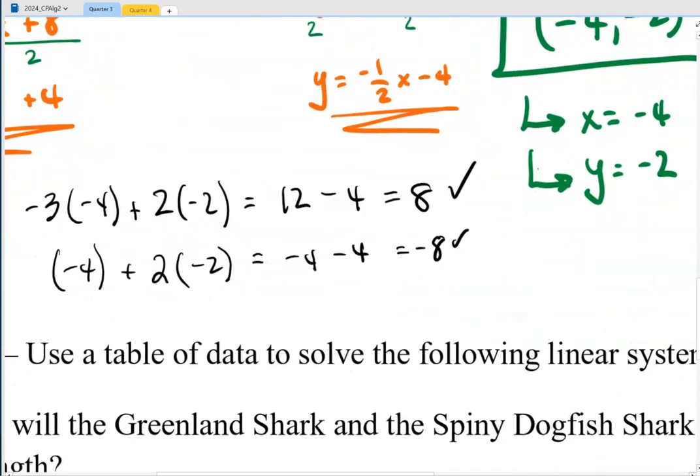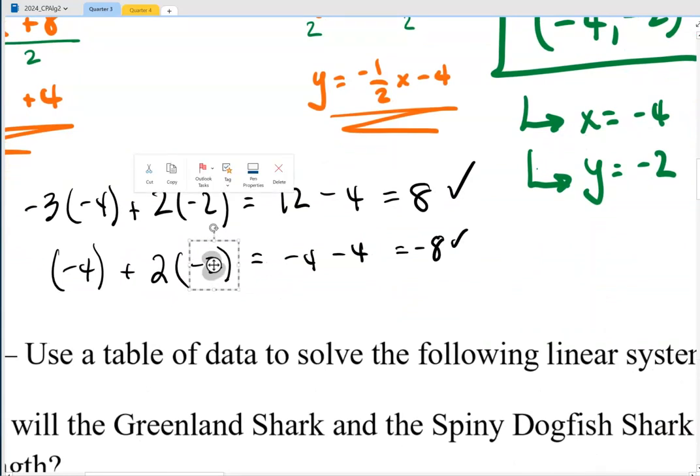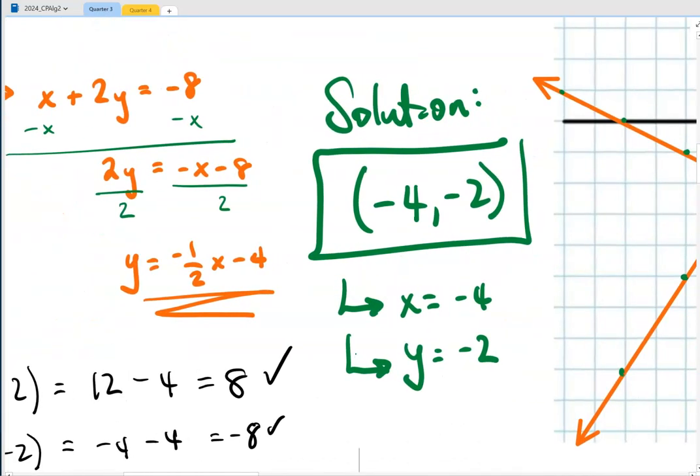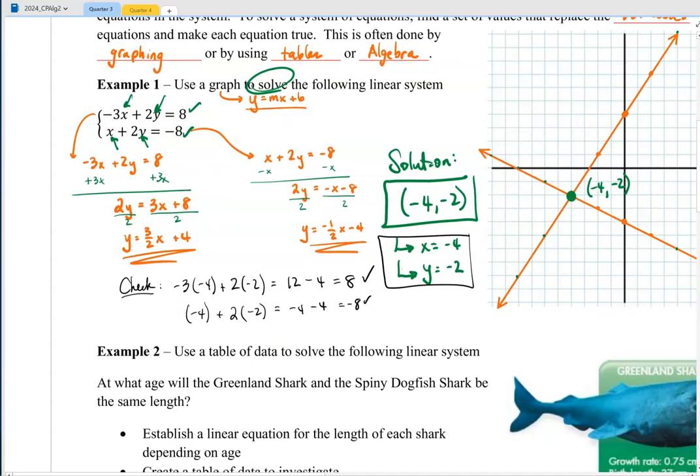And so again, if we substituted in an x value of -4 and a y value of -2 in both equations respectively, the answers that they simplify to on the right-hand side do match what was provided in the problem. So I'm now happy and fully convinced that this is the solution set for this system of equations.